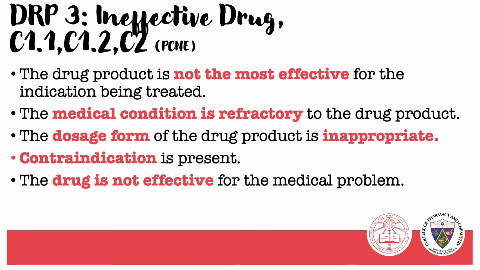The third DRP is about ineffective drug. It has the same thought as PCNE version 8 C1.1, C1.2, and C2. Effectiveness can only be realized if an appropriate drug product is selected and the dosage used is sufficient to produce the desired outcome in a particular patient. The drug product is not effective at producing the desired response or outcome if it does not treat the indication being treated.